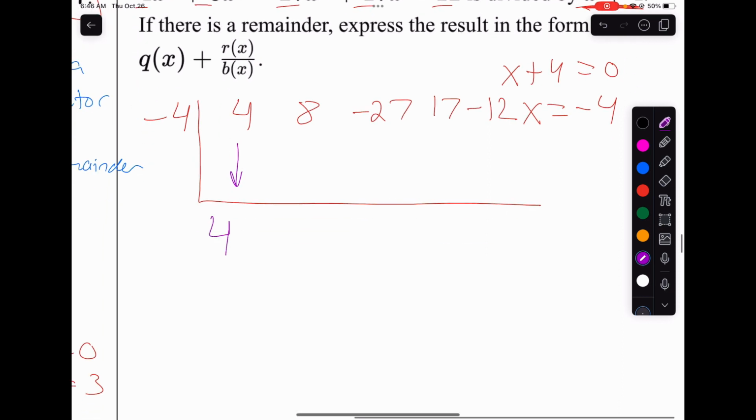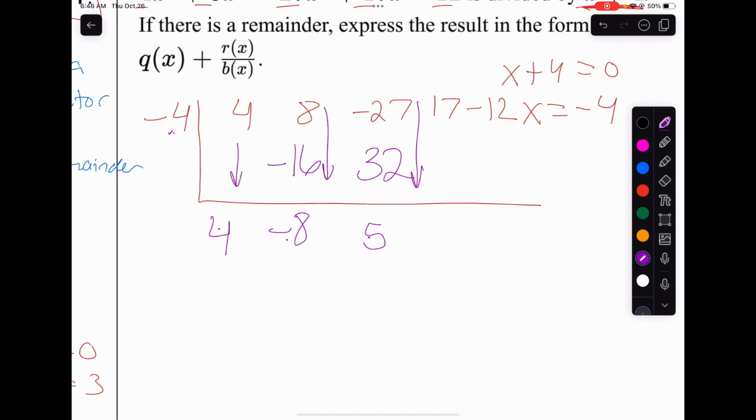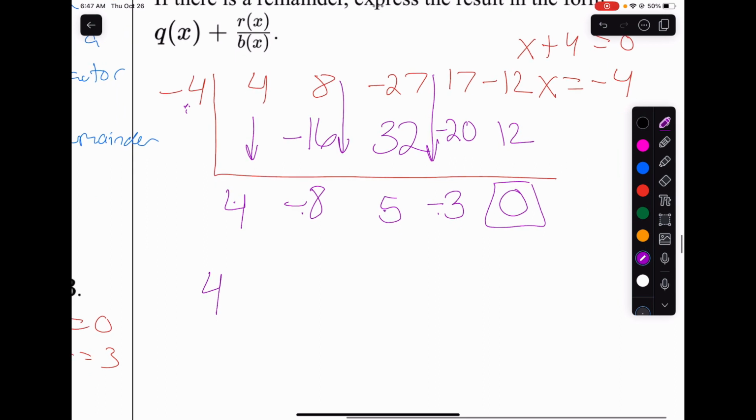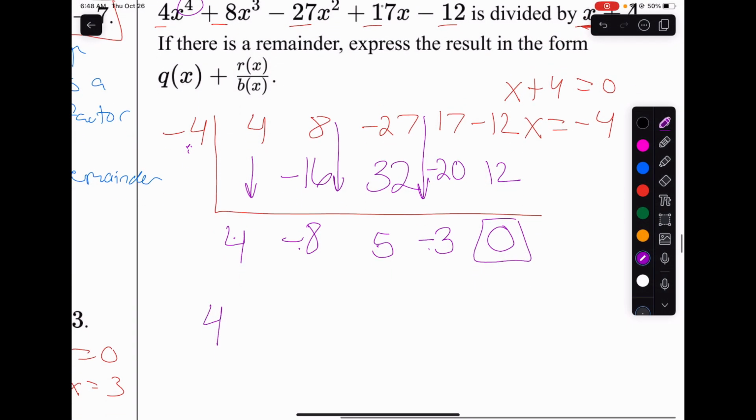Then I drag this guy down. I get 4. I multiply and get a -16. I add down. I get a -8. I multiply. I get a 32. I add down. I get 5. I multiply. I get a -20. I add down. I get a -3. I multiply, and I get a +12. So again, I have no remainder. So I'm going to go ahead and do 4, and my answer is going to be power of 3. So my answer is going to be 4x cubed minus 8x squared plus 5x minus 3.